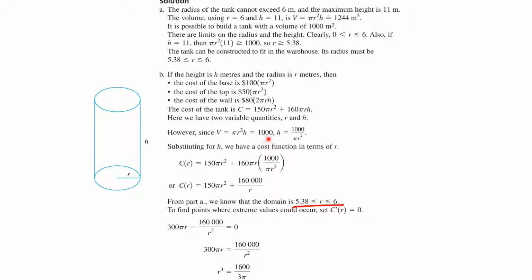We know the volume is 1,000. That means pi r squared h is 1,000, which means h equals 1,000 divided by pi r squared. We replace h by 1,000 divided by pi r squared to make C a function of one variable r. This means C(r) equals 150 pi r squared plus 160,000 divided by r, and r must be greater or equal to 5.38 and smaller or equal to 6.